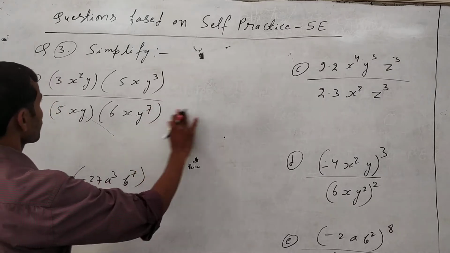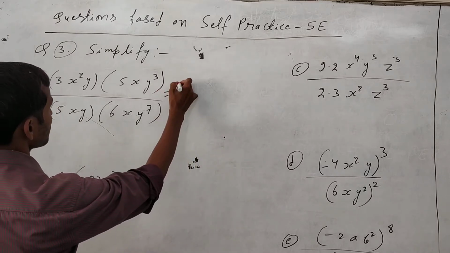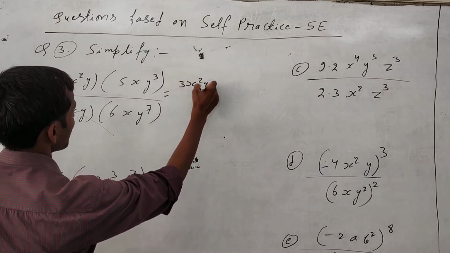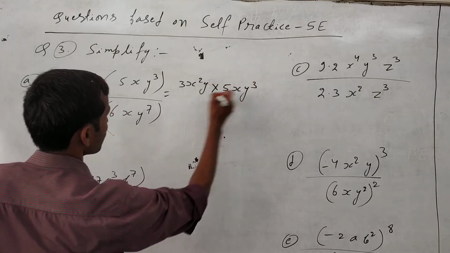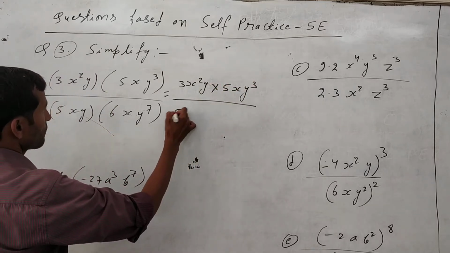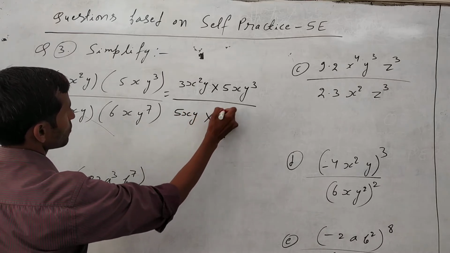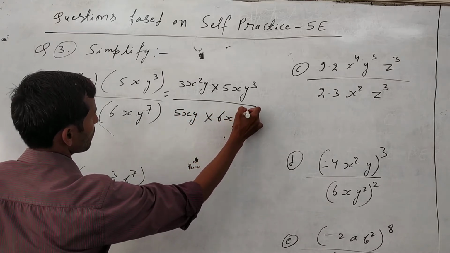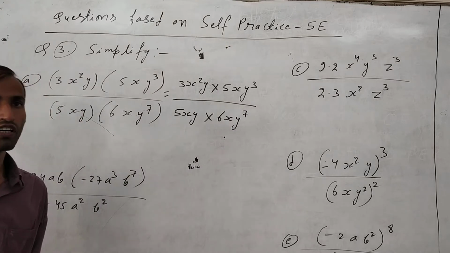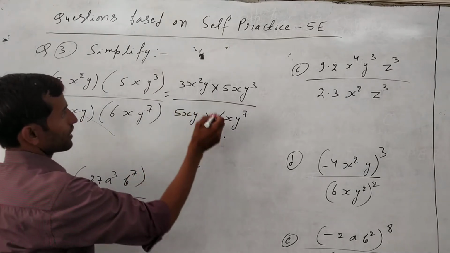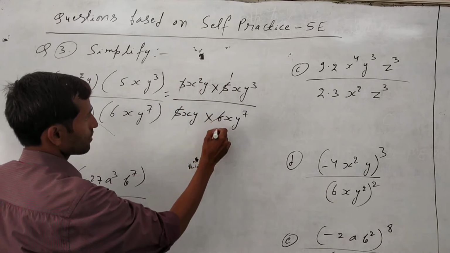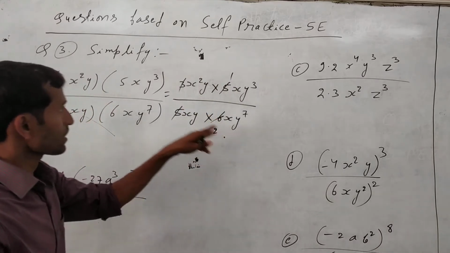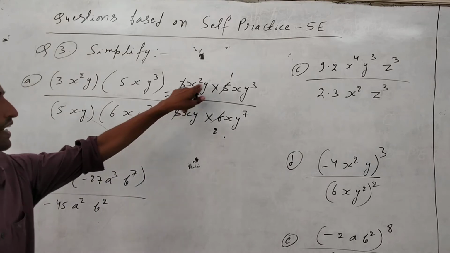So we write down 3x^2y multiplied by 5xy^3 upon 5xy into 6xy^7. How will we do this? We divide 5 by 5, that is 1. Now 3 by 6 is 2. After that, x^2 here and x^1 here.